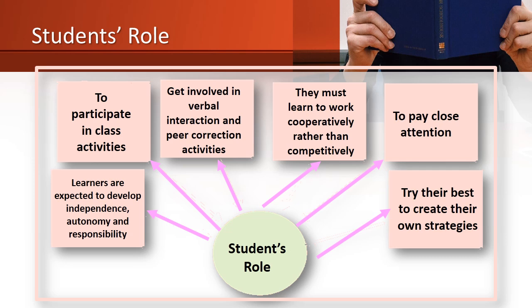Next, they must learn to work cooperatively rather than competitively. Competition is not encouraged in this method, so cooperatively they will work. That's why they would be able to correct their own or others' mistakes. Close attention is very important, because through verbal teaching the teacher is not doing anything, so attention is very essential. Through gestures and their own learning, the hit and try method, students will learn that.